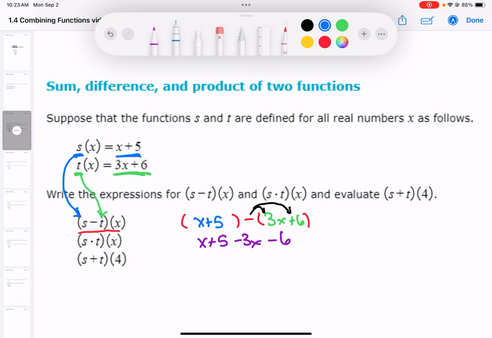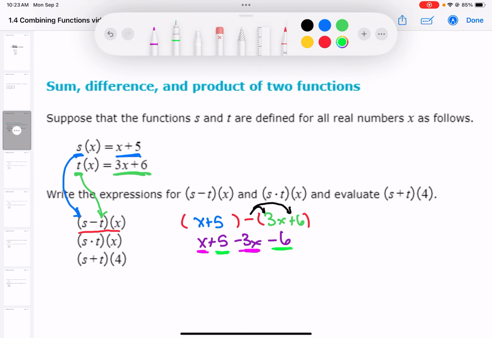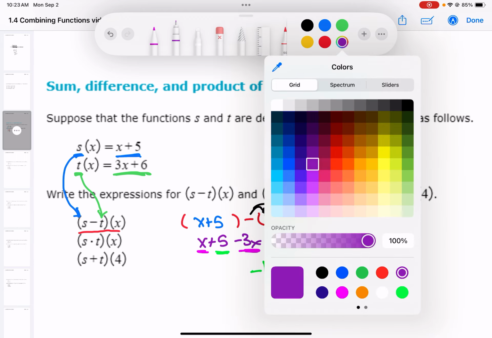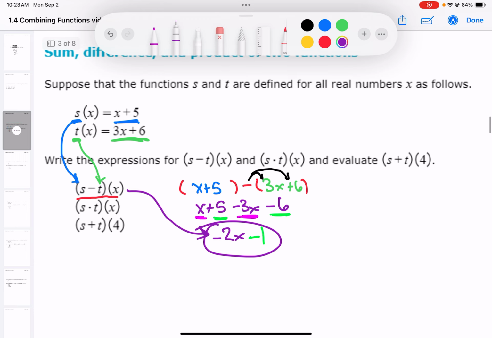Now I can come through, and I've got x's here and I've got constants here. If I add together my constants, 5 minus 6 gives me a negative 1. And then x minus 3x is a negative 2x. So my answer for s minus t of x is right here. That's just what you type right into Canvas. Okay, so let's go to the next one.